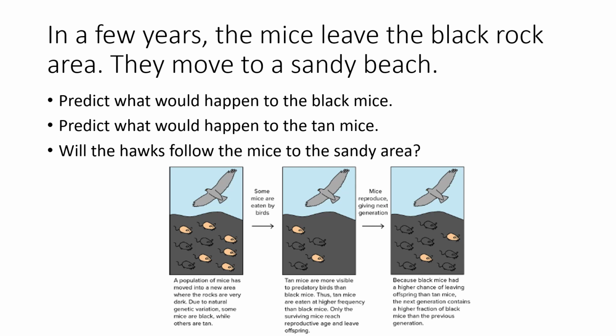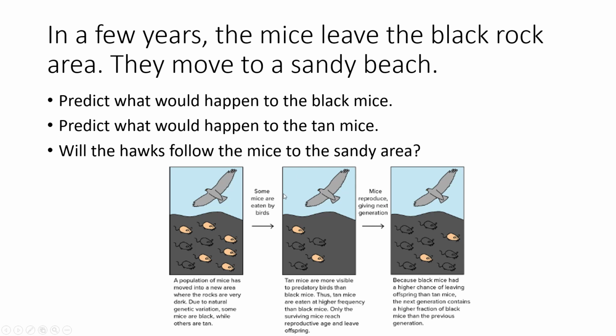But something happened that made them move from the black rock to a sandy beach. And our issue is there are these hawks that circle overhead that really love to eat these little mice. The mice that they can see better are the ones that they are more likely to catch when they're hunting and more likely to eat. So predict what would happen to the black mice when they move to a sandy beach. And I think it even said beige sandy beach or something along those lines.